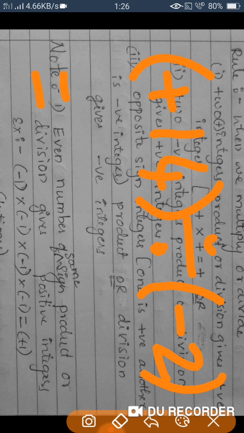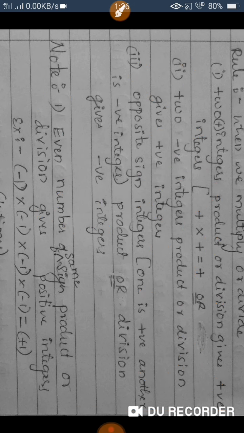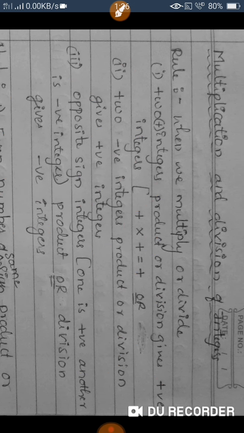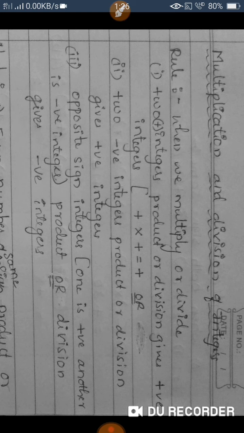14 divided by 2, just divide the numerals. 14 divided by 2 is 7. Plus 1 is negative, which means directly negative is the answer. So this is how to multiply and divide two integers when both are the same sign, and when both are different.